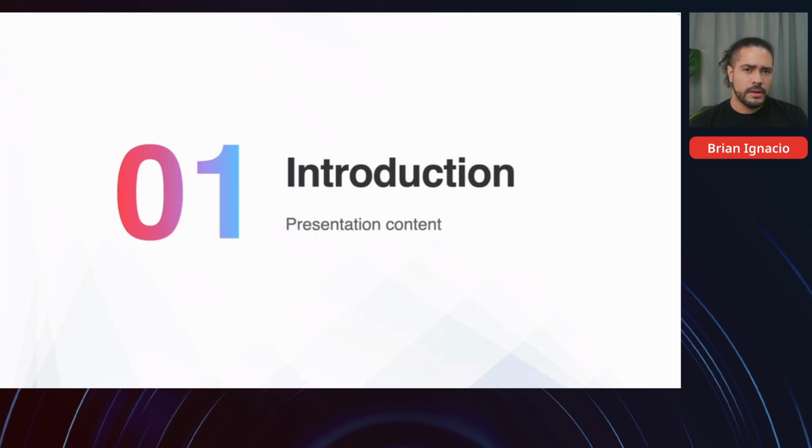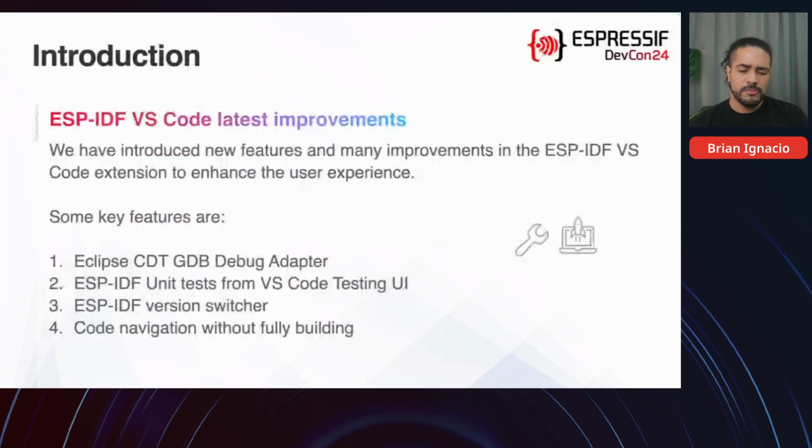This is the introduction about the new features. The ESP-IDF VS Code latest improvements. We have many features. Some key features are the Eclipse CDT GDB debug adapter, the ESP-IDF unit testing from the VS Code unit testing UI, the ESP-IDF version switcher, code navigation without fully building, and other features. You can take a look at our ESP-IDF extension for VS Code in the GitHub repository. You can check the changelog for any other additional features.